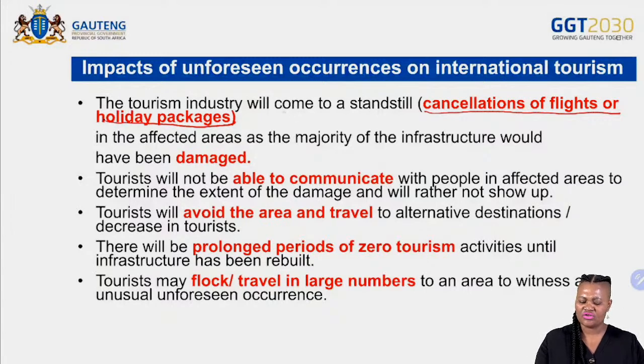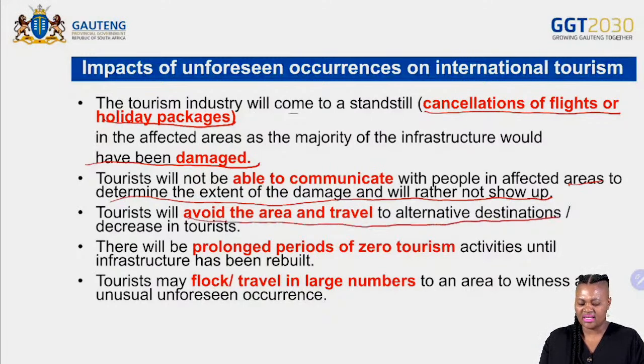The tourism industry will come to a standstill in the affected areas as the majority of the infrastructure would be damaged. This would mostly relate to natural disasters, where there will be cancellation of flights because infrastructure is damaged, or cancellation of holiday packages or bookings. Tourists will not be able to communicate with people in affected areas to determine the extent of damage and will rather not show up. Tourists will avoid the area and travel to alternative destinations, and this means that there will be a decrease in tourists.